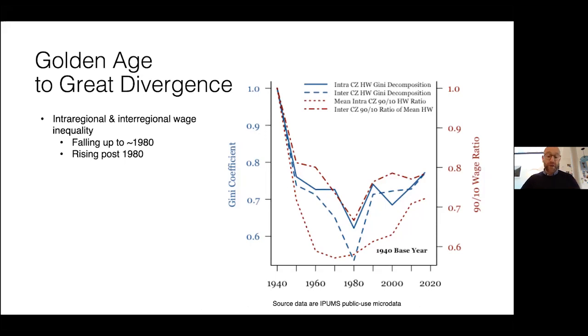Between 1940 and 1980, we see a relatively strong compression, or decline, in inequality between places, which are commuting zones, but also between people. Then right around 1980, we see a sharp uptick in inequality. So there is this golden age to great divergence pattern, and this is really what we're trying to explain.